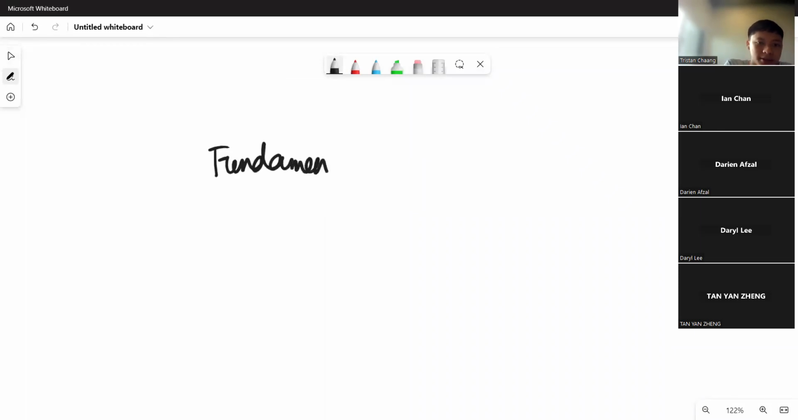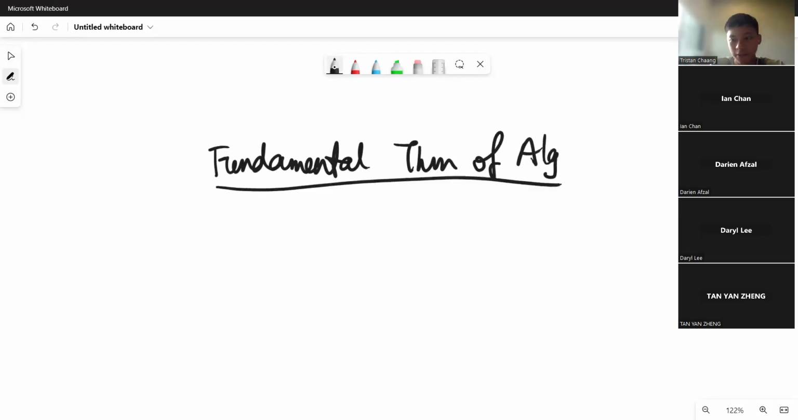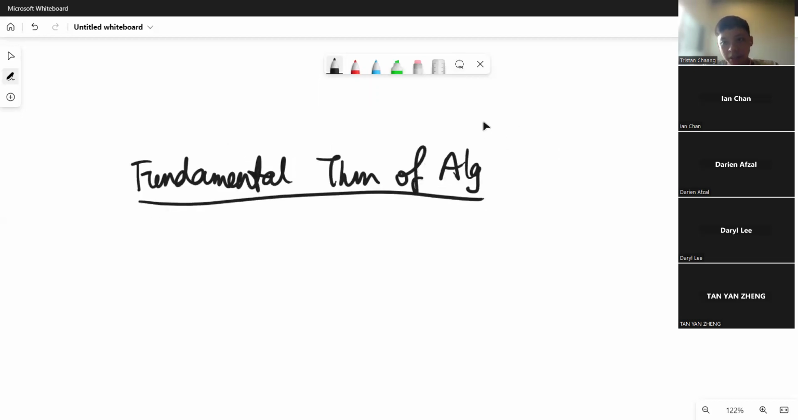Fundamental theorem of algebra. So I'll state the theorem first. If we have time to prove it, we will, but probably we don't. So it says, I'll just write it in maths notation.